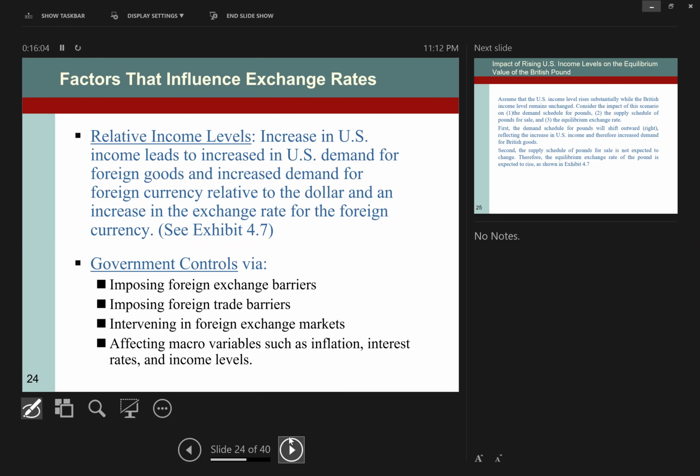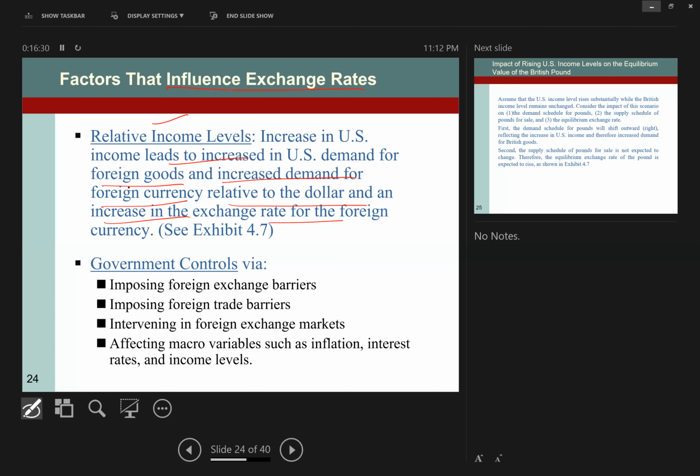So now the third part is relative income levels, a factor affecting the exchange rate. The relative income level states that an increase in US income leads to an increase in US demand for foreign goods, increased demand for foreign currency relative to the dollar, and an increase in the exchange rate of the foreign currency. So let's explain this.